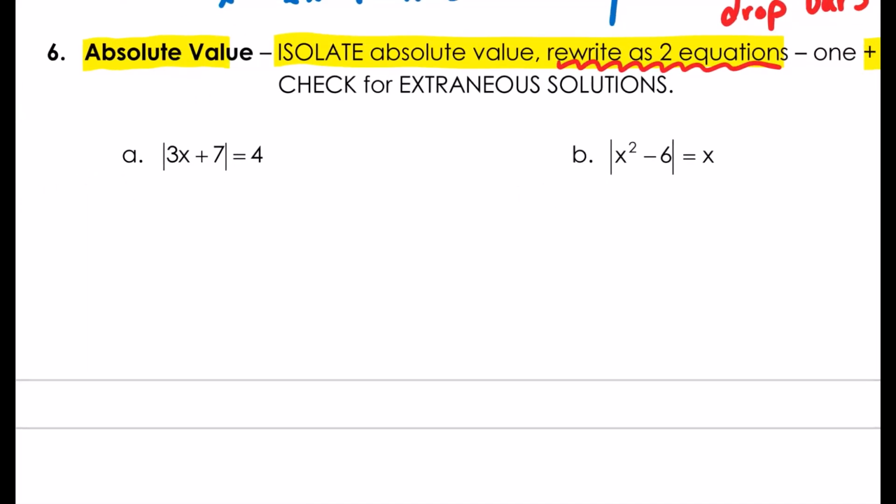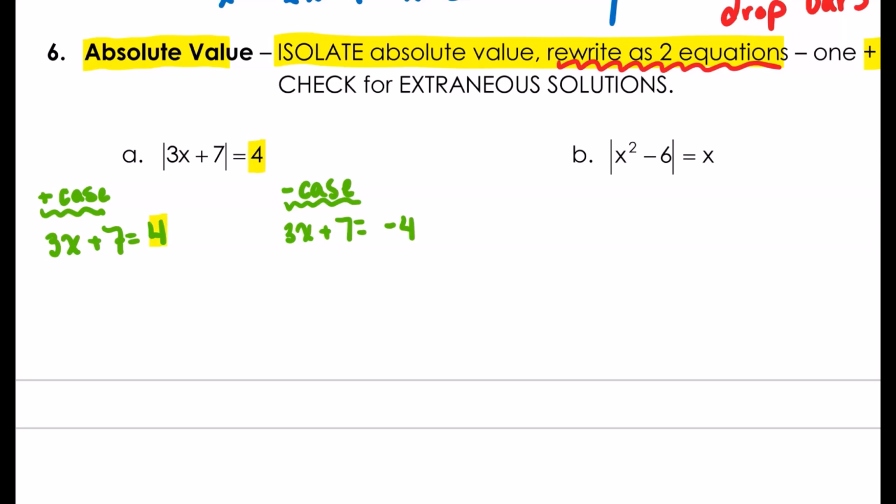All right, looking at example 6a here. The absolute value is already isolated, so we're going to just do the two cases. I'm going to have the positive case and then the negative case. For the positive case, I'm just going to keep everything exactly as it is: 3x plus 7 equals 4, and again, no bars. For the negative case, the left-hand side I'm going to keep the same, and then the right-hand side becomes negative 4. So the positive and negative case I'm making on the right-hand side.